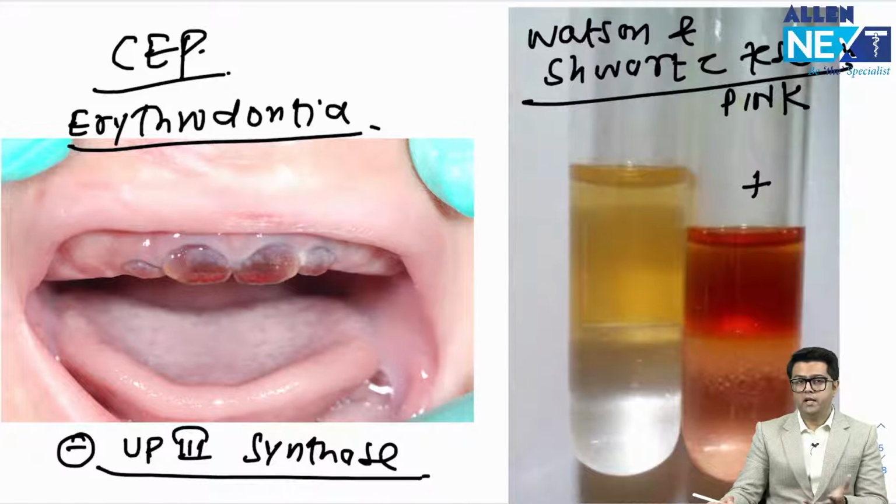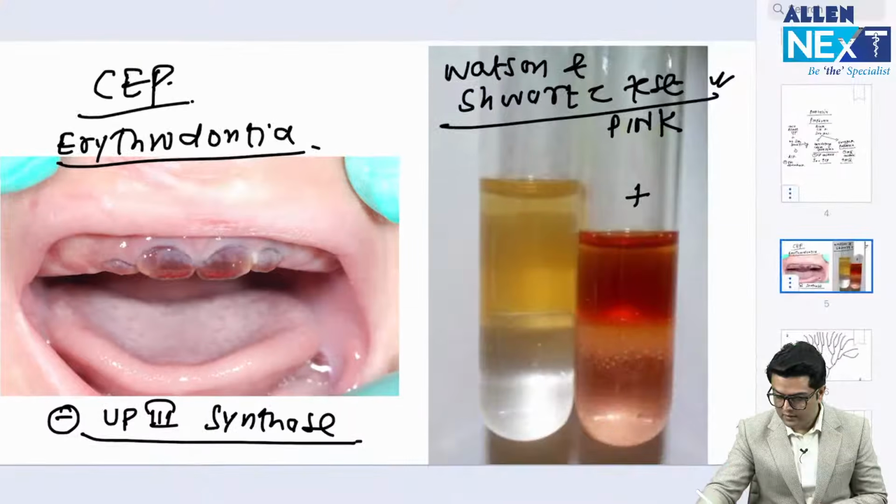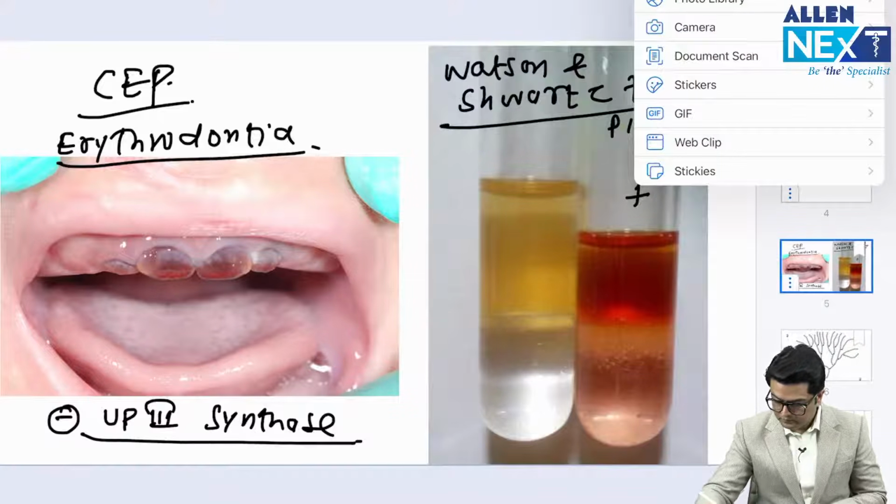So this may be negative in the other types of porphyrias where the urinary porphyrins are negative. Like if I talk about variegate porphyria, it's mostly in the feces. Hereditary coproporphyria, copro means stools. Clear to all? So that is what we have to remember. Clear, guys?